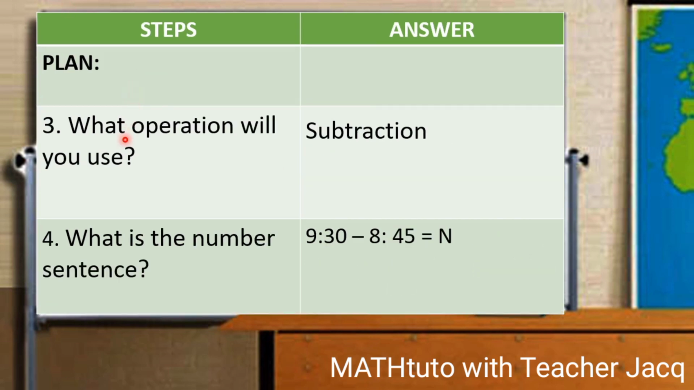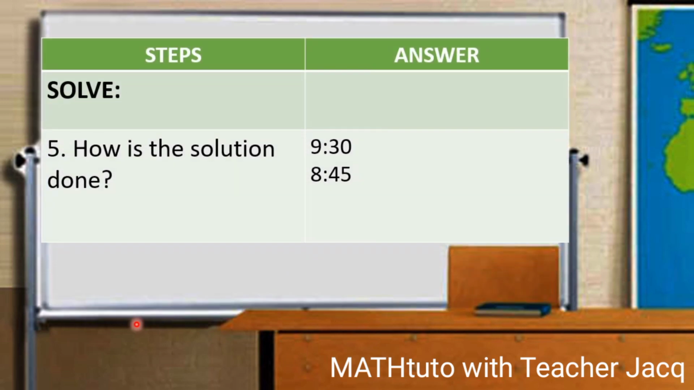Plan. We need to plan what operation to be used and what is the number sentence. Of course, the operation we will use is subtraction. And our number sentence is 9:30 p.m. This is the time ended. And then 8:45 p.m. Ito yung time started. So, 9:30 minus 8:45 equals what? The third step is solve.